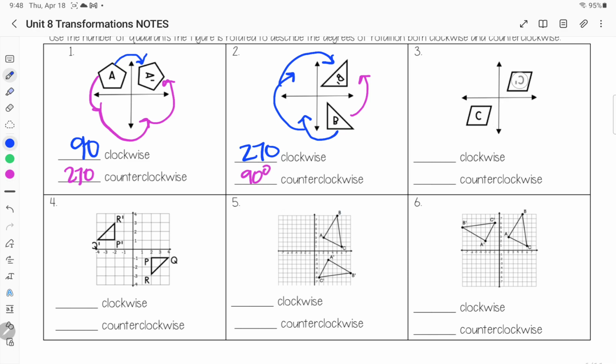Again, finding C to C prime. So original, pre-image to image. I turn once, twice. On this one, it doesn't matter whether I turn clockwise or counterclockwise. Both are 180 degrees. All right, I'm gonna wait about 30 seconds because I want you to pause this, try 4, 5, and 6 on your own, and then come back and check to see how you did.